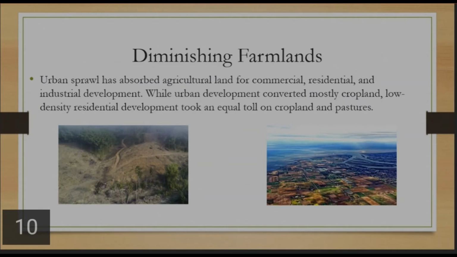Diminishing farmlands. Urban sprawl has absorbed agricultural land for commercial, residential, and high industrial development, while urban development converted mostly cropland, and low-density residential development took an equal toll on cropland and pastures.